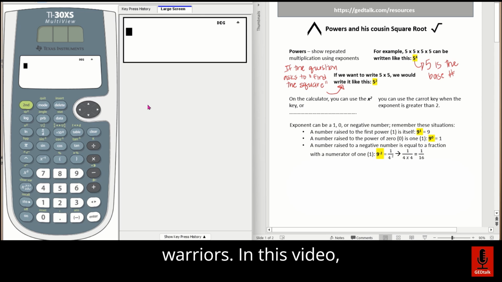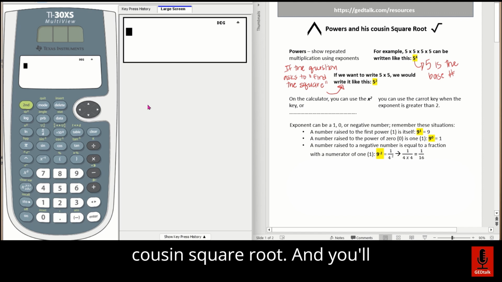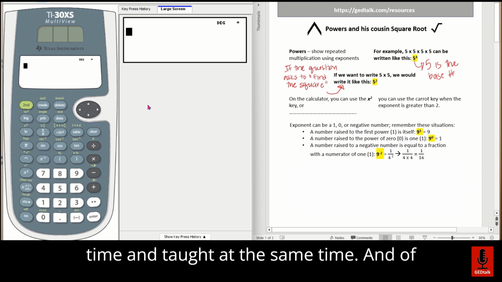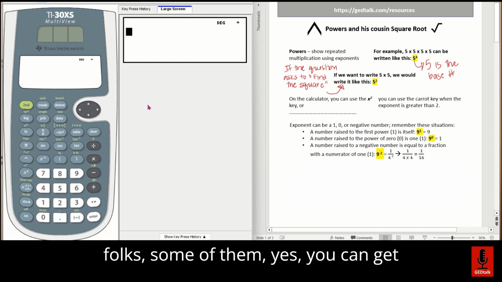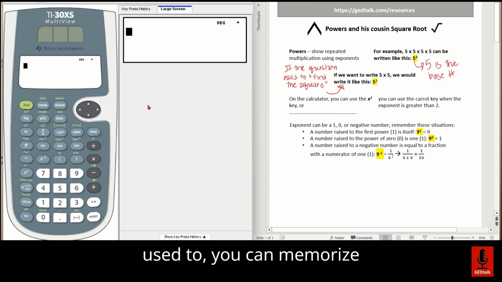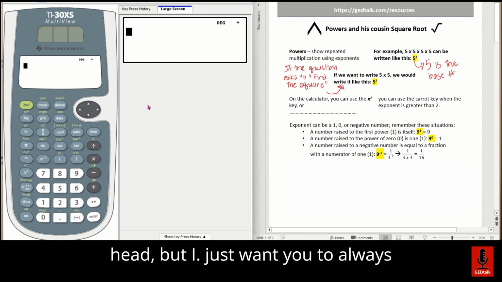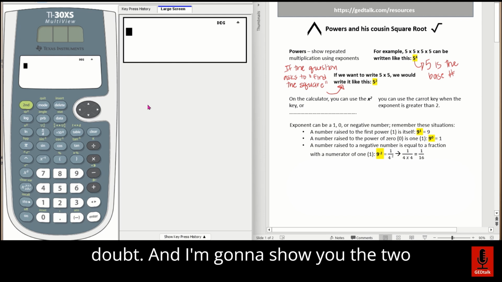In this video, we're going to talk about powers and his cousin, square root. And you'll see soon enough why these two are brought up at the same time and taught at the same time. And of course, you see the calculator on your screen because a lot of these problems, folks, some of them, yes, you can get used to, you can memorize the answer, and so you can do it in your head. But I just want you to always rely on your calculator when you have doubt.